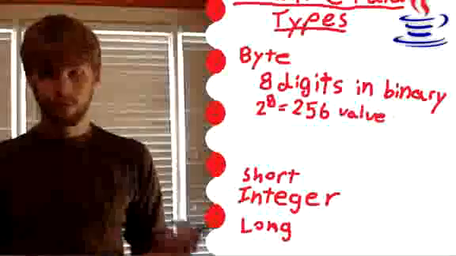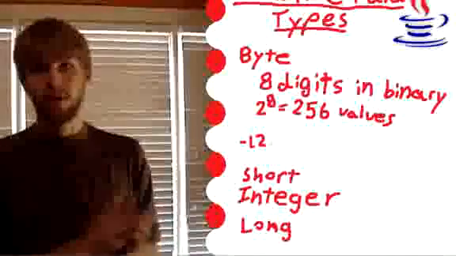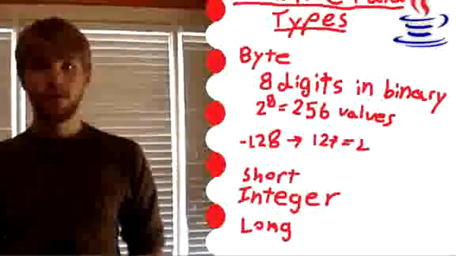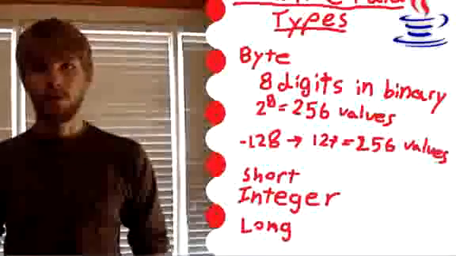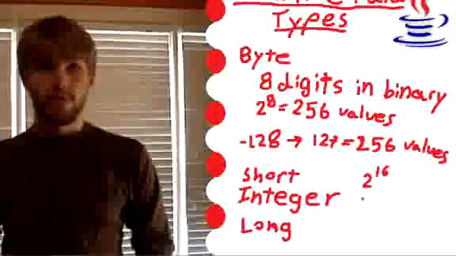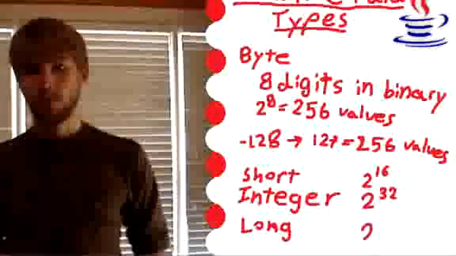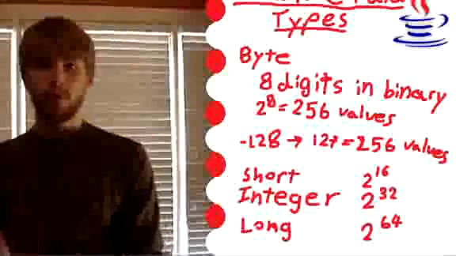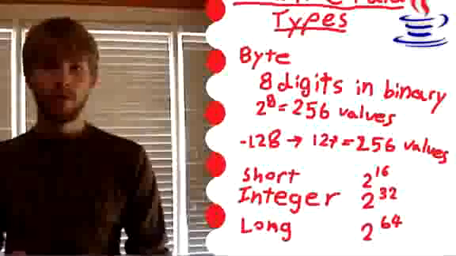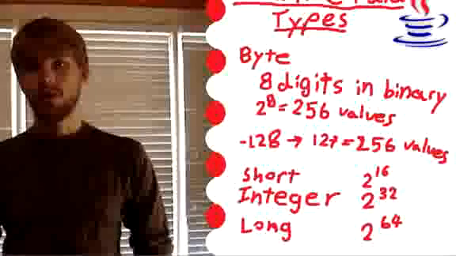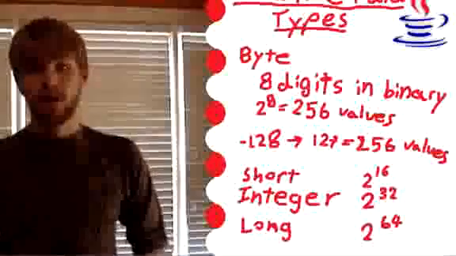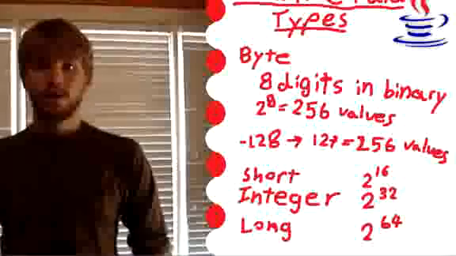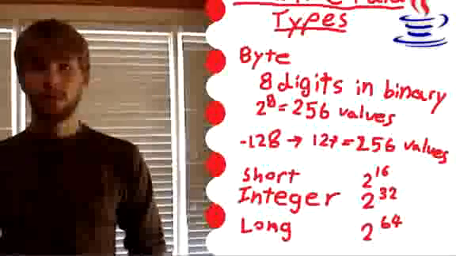And so whenever you have a value between -128 and 127 and you use byte, you save a lot of space as compared to using those larger ones. So that same concept works for the larger ones as well. So short stores a range of 2 to the 16th different values. Integer is 2 to the 32nd different values. And then long, the largest one, can store 2 to the 64th different values.